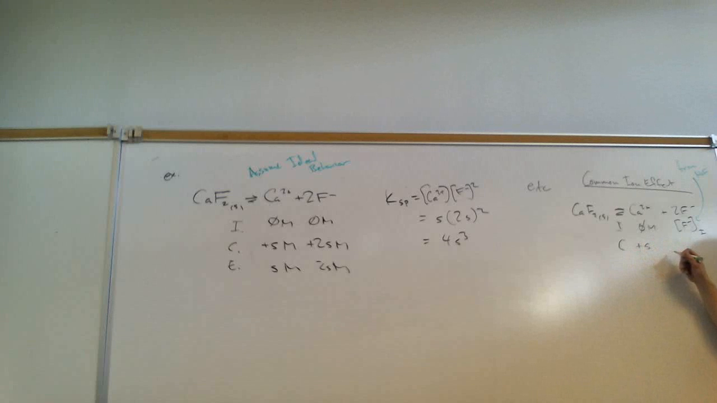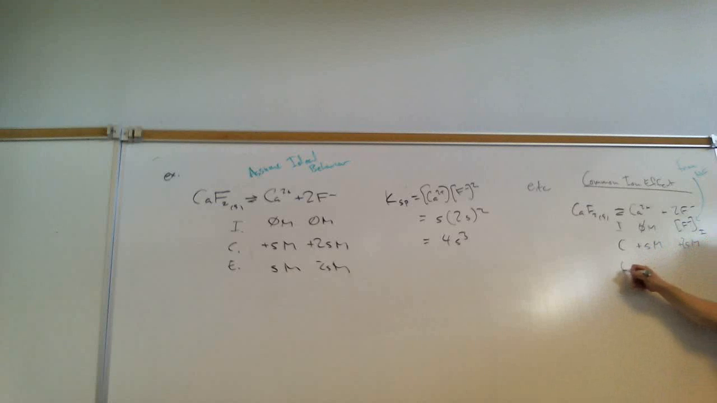S plus 2S. And so at equilibrium, I'm going to get S molar, and then the initial concentration of fluoride plus 2S molar. And so here, S has got to be smaller. And it's still equal to the same K. And so the more fluoride I put in there, the lower the solubility. And so this is how precipitation works.